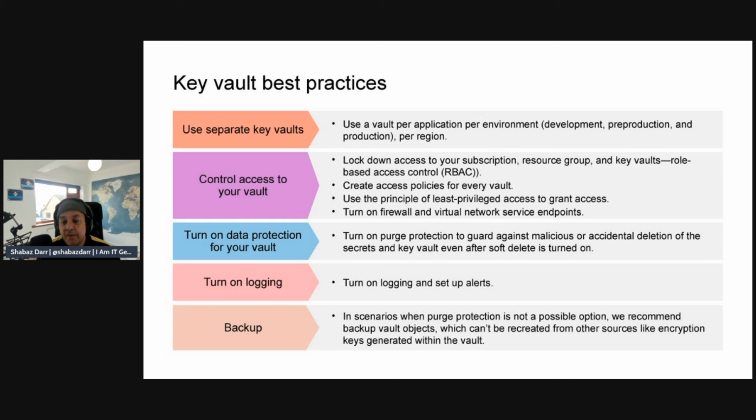And make sure you turn on the firewall and virtual network service endpoints for network protection. Make sure you turn on your data protection for your vault. Turn on purge protection to guard against malicious or accidental deletion of your secrets and key vault, even after soft delete is turned on. Make sure you turn on logging and set up alerts as well. And finally, in scenarios when purge protection is not a possible option, Microsoft recommends backing up vault objects which can't be recreated from other sources, like encryption keys generated within the vault.